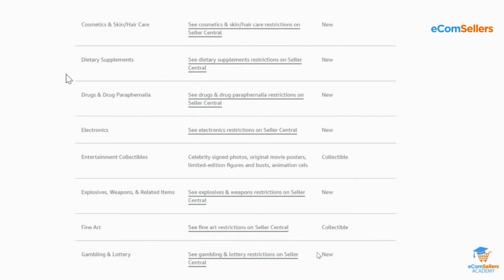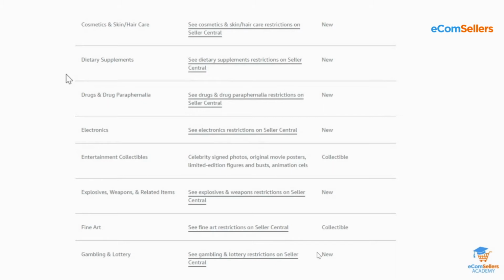Dietary supplements says you can sell them as new. Definitely never sell supplements as used. Drugs and drug paraphernalia. Again, you want to go read what that says and what that means so that you don't get yourself in trouble. But if you are approved to be able to sell those things, you can sell those as new. Electronics says you can sell them as new. Guidelines around that. Entertainment collectibles.